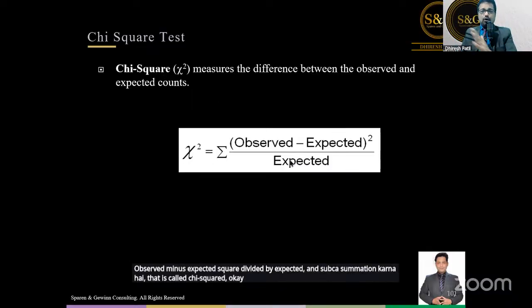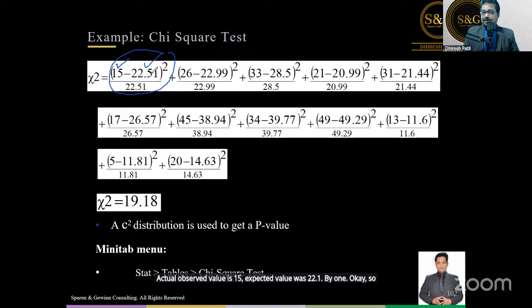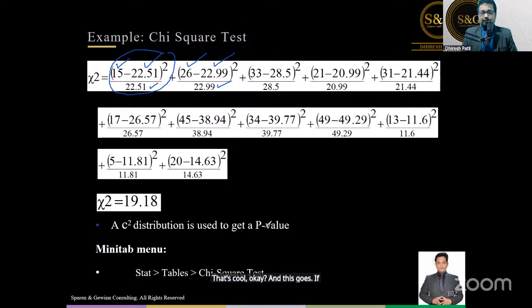Okay. Obviously we don't have time and you need not do it because we have the software. For example, look at this. Just observe the first one so that you will understand. Chi-square, let's observe this which we have calculated. Actual observed value was 15, expected value was 22.51. So observed minus this, raised to square, divided by expected value. Similarly for the others. If you do the summation of this, you will get this value called chi-square, which is 19.18.